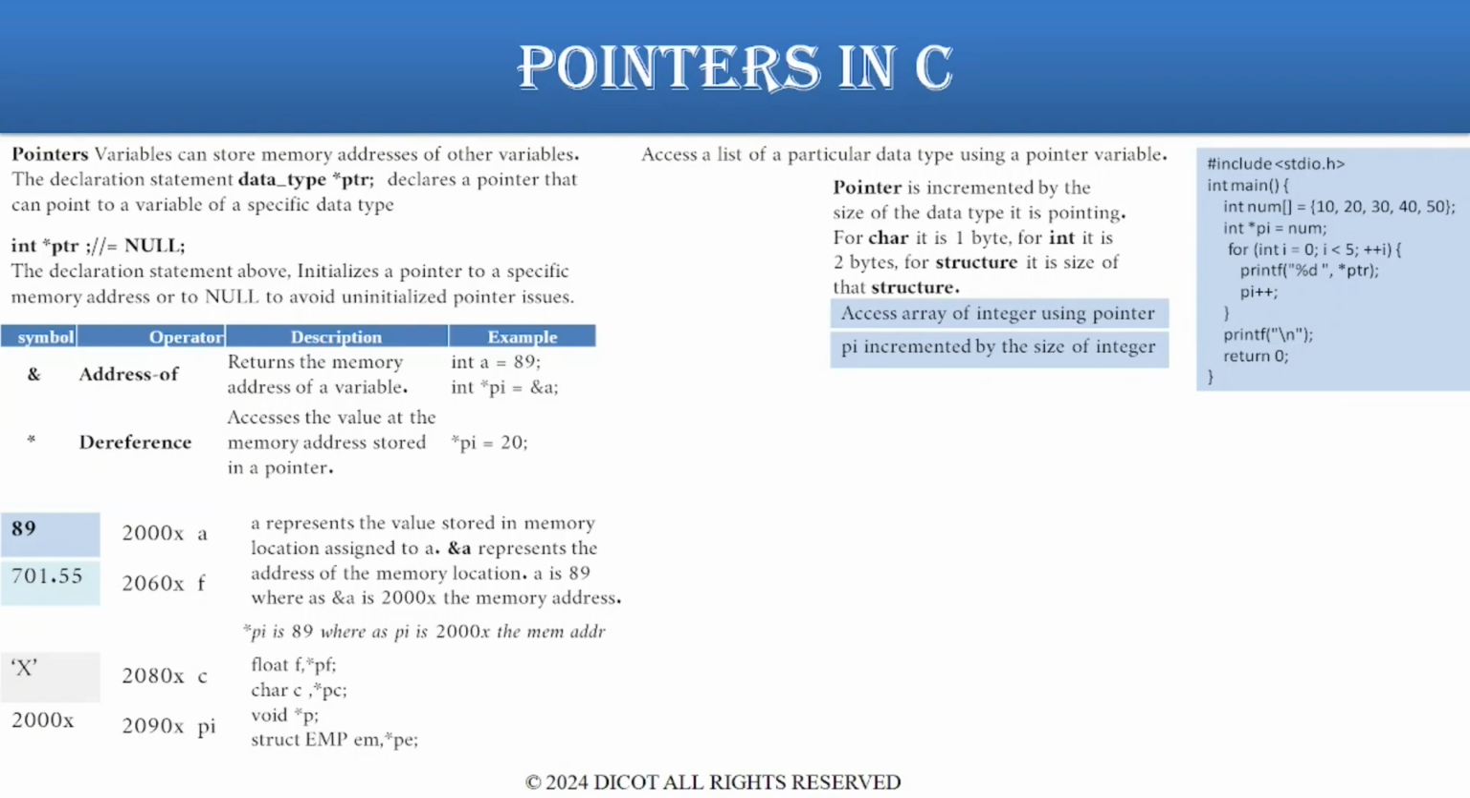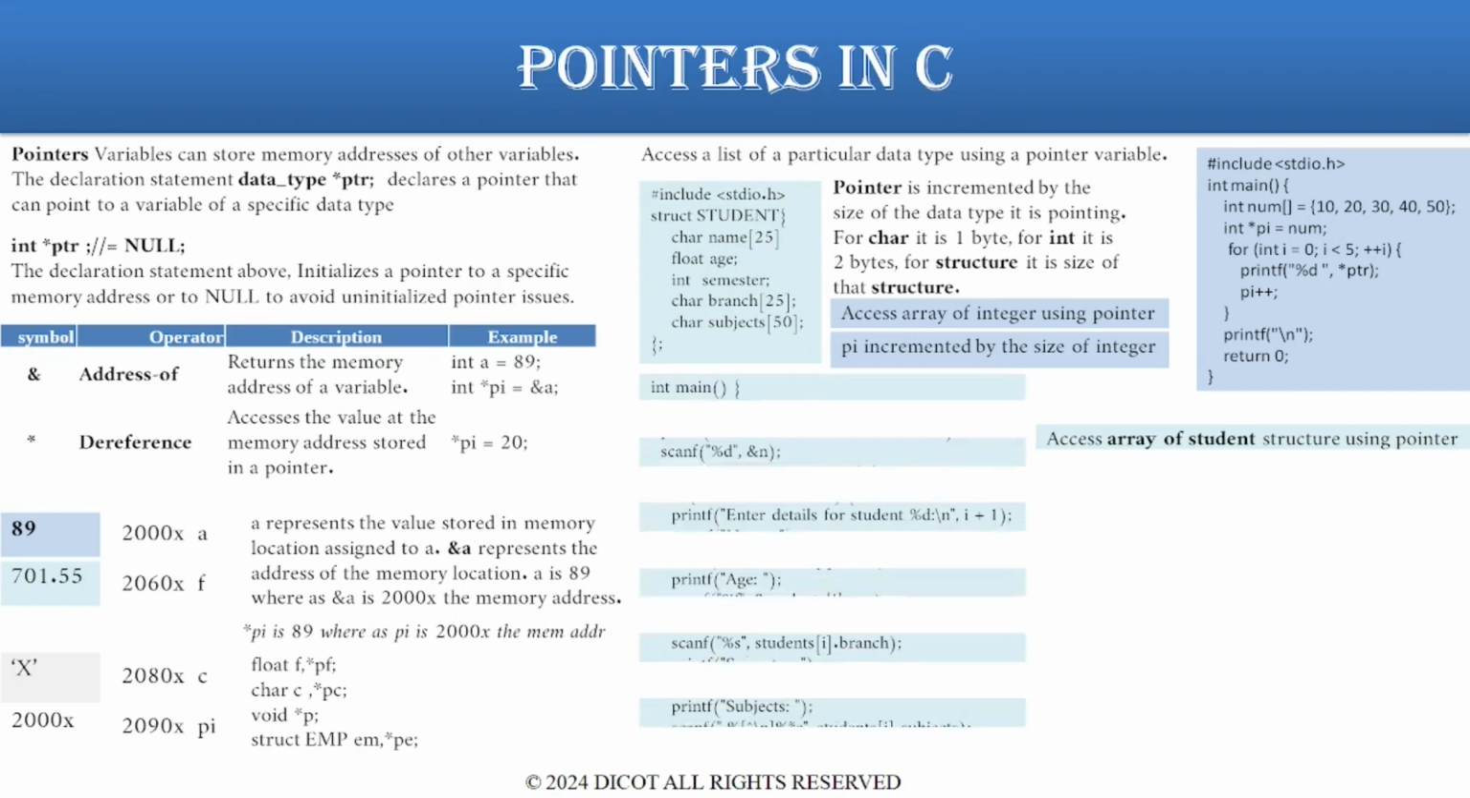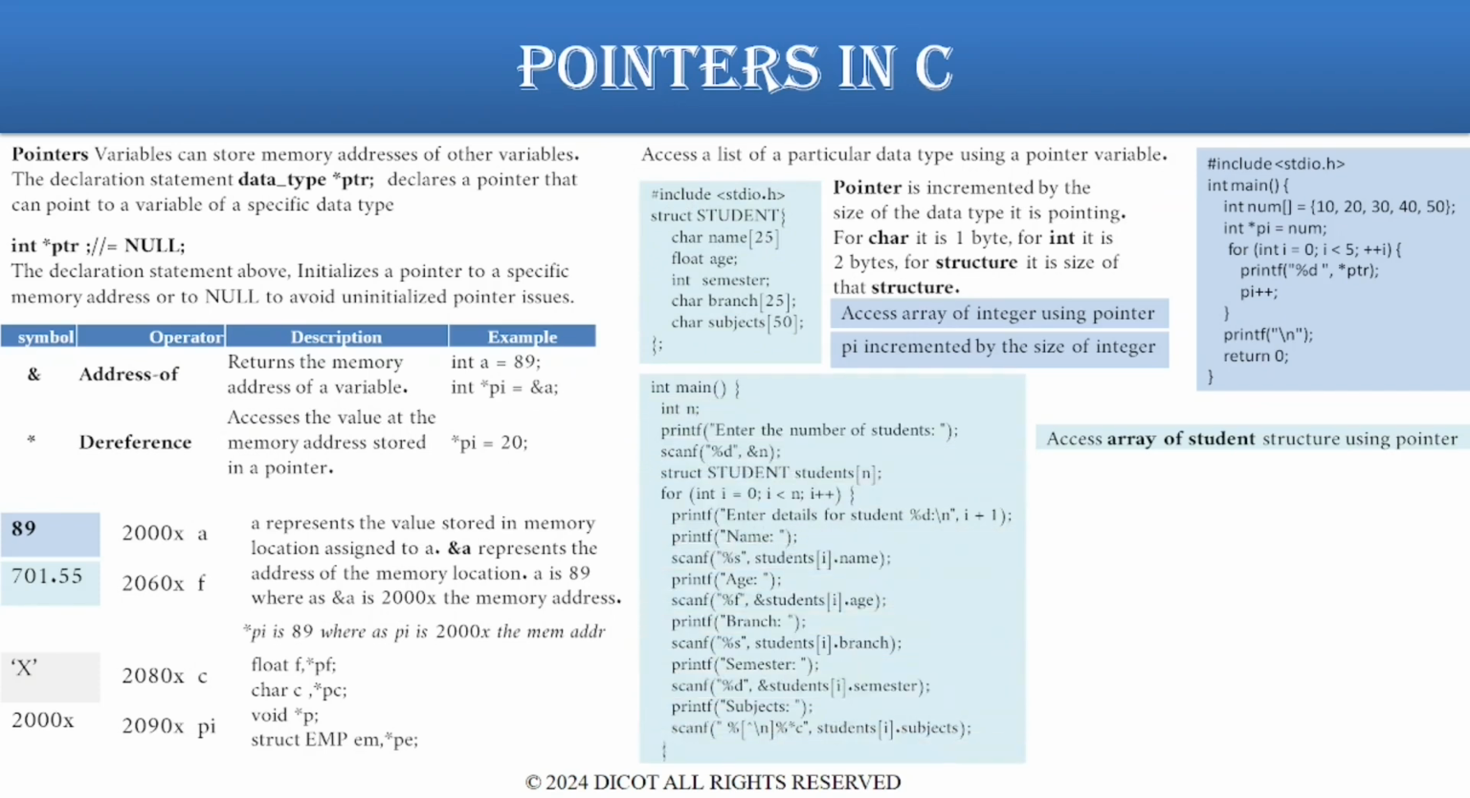Now let's try to access an array of user-defined data type like a student structure using a pointer variable. So this is the structure. Student is a list of size n in this program. The program receives the value of n and creates a structure of that size and runs a loop to initialize the information of n students as shown. PTR is a pointer of type student and has been initialized with the base address of the array students.